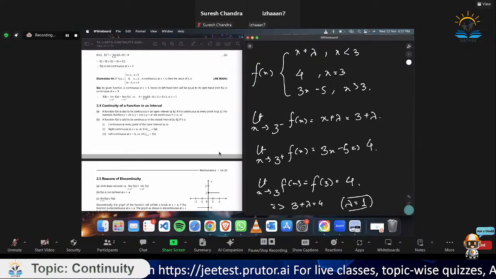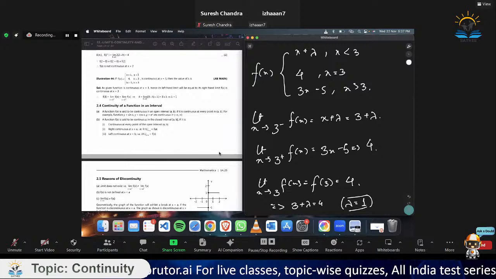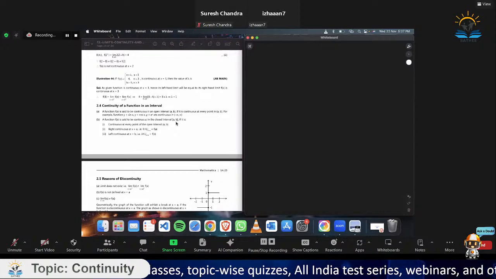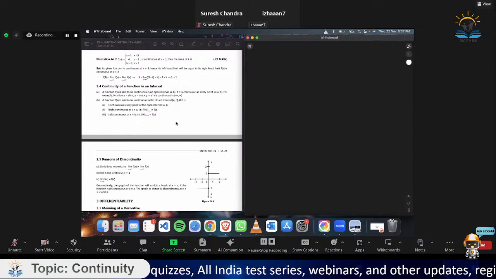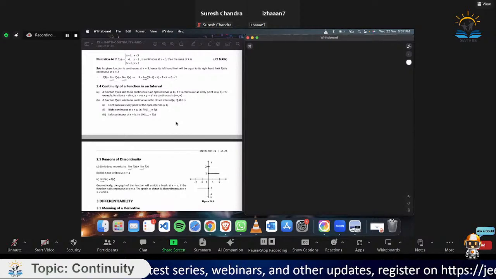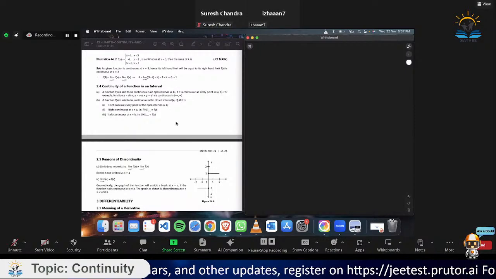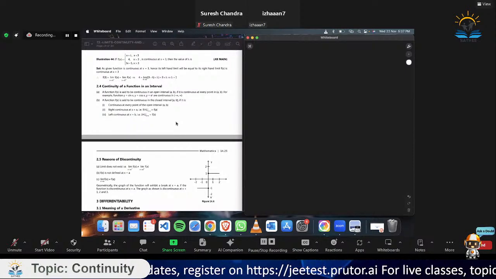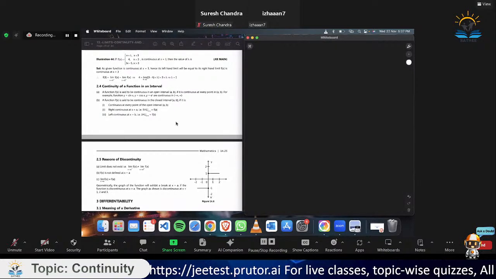When can we say that a function is continuous in an interval? A function is continuous in an interval if at every point in that interval the function is continuous. Did it make sense? For example, if I say an interval 1 to 10, whatever you want, and I say the function is continuous in the interval 1 to 10 inclusive, that means at every point between 1 and 10, the function is continuous. All right, it is simple. It just means what it says, right?